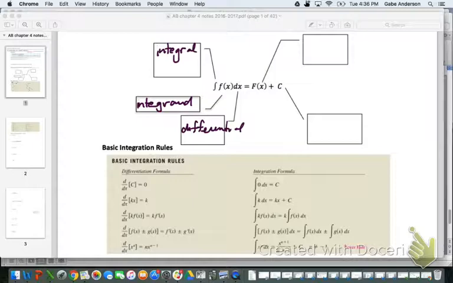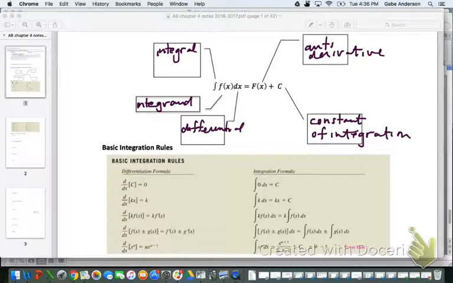And the capital F of x is known as the antiderivative. And finally, the plus C is the constant of integration. So this is that plus C that we saw with that previous one. We thought about all those constants, and we could just represent them with a plus C. That's what that's standing for.